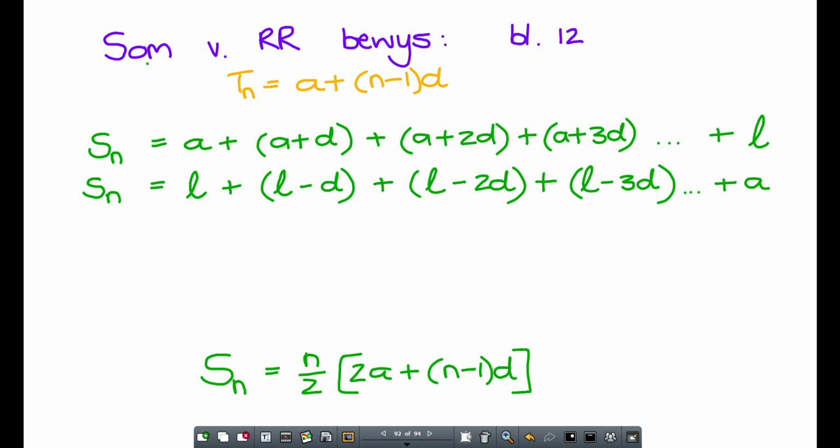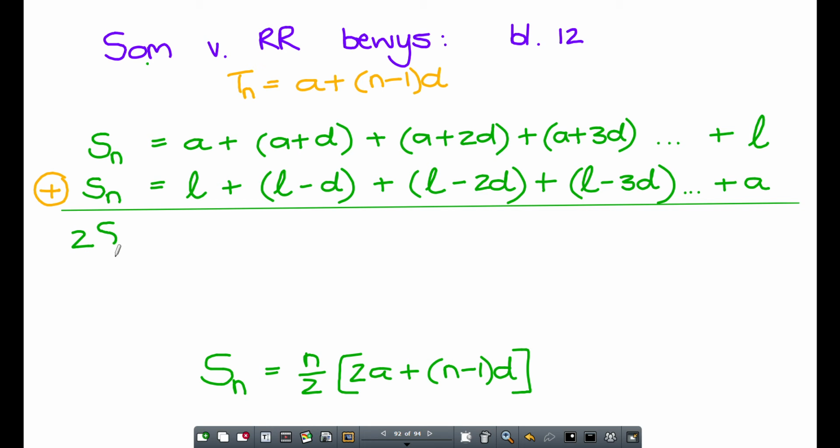Nou gaan ek sê, if I draw a line here, and I tell you to go and add all of them. Kom ek skryf daar net in 'n ander kleur miskien. Ek gaan dit nou alles plus. Kyk. So die som van n plus die som van n gaan vir my gee 2 times the sum of n. Right. A plus L gaan vir my gee a plus L.